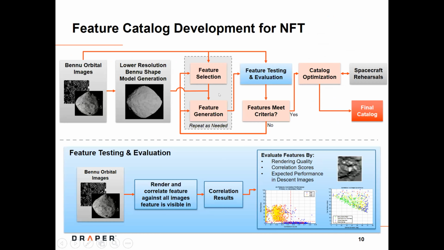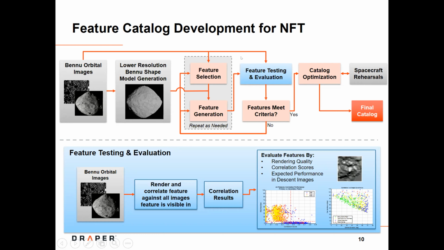So I want to talk a little bit more about the actual flow of the feature development and then our testing and evaluation process, because that was really critical to NFT's success. From a feature development standpoint, and again, we ultimately did this for on the order of 100 features, we started with the orbital images that we had from those 2 years of orbiting Bennu. The shape model team had been using those images to build lower resolution shape models. And so from those images, we selected what we thought would be good features and sent those locations to the shape model team to build those features.